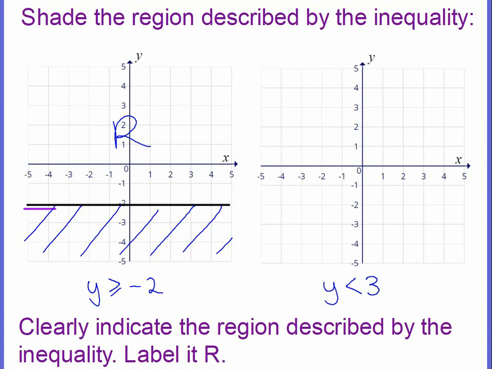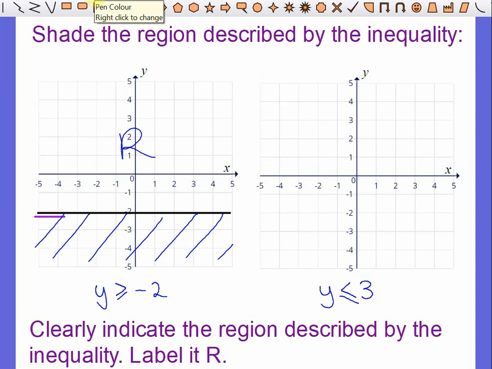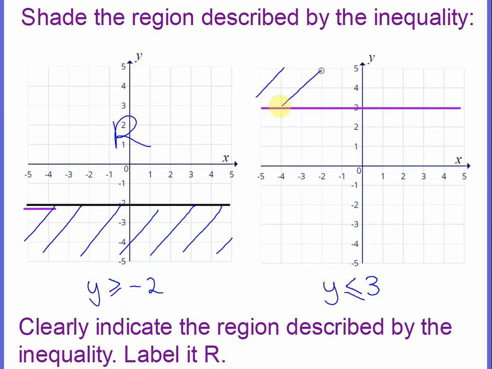Now I don't want to keep making them dotted, but for less than it should be dotted, so I'm just going to change the question so I don't have to keep doing that. So here we go: y equals 3, and we are interested in all the y values that are lower than 3. So we're going to cross off all the ones above, and here is my region. If you're ever unsure, just take a point like 0, 0 for example. If you put a 0 in here, is 0 less than or equal to 3? Yes it is. This is the region that we're interested in.